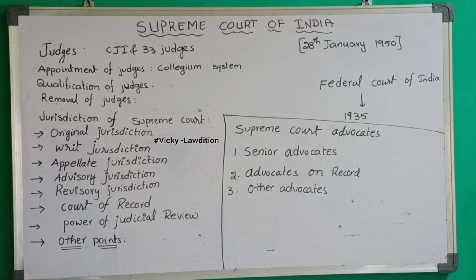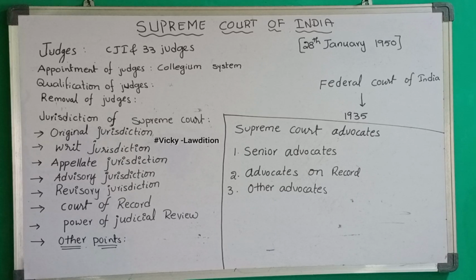The Supreme Court of India consists of one Chief Justice and 33 other judges, as from 2019. Originally, the strength of the Supreme Court was fixed at 8: one Chief Justice and 7 other judges.